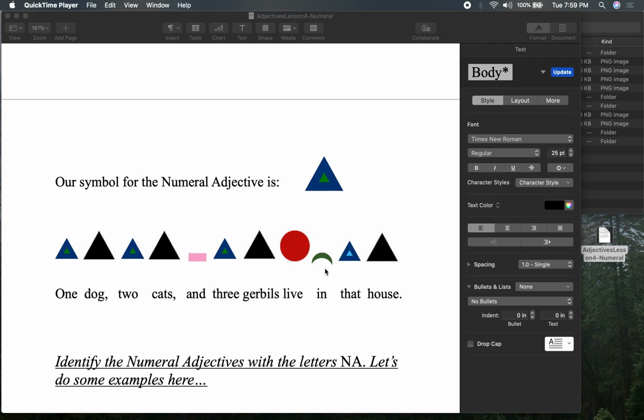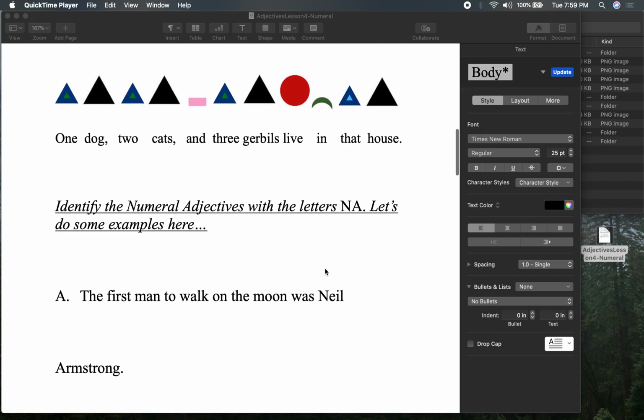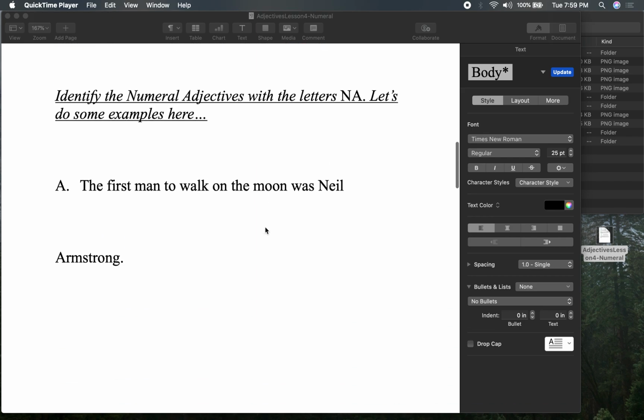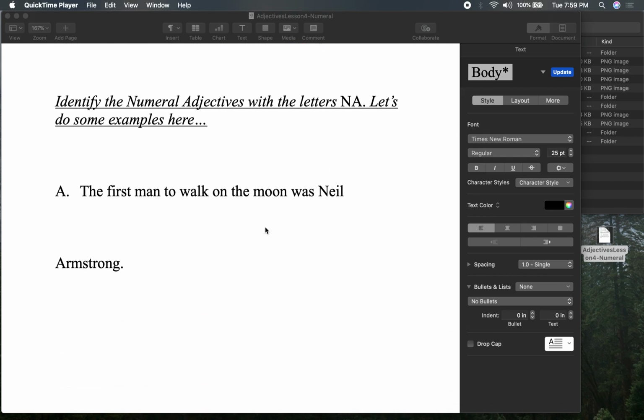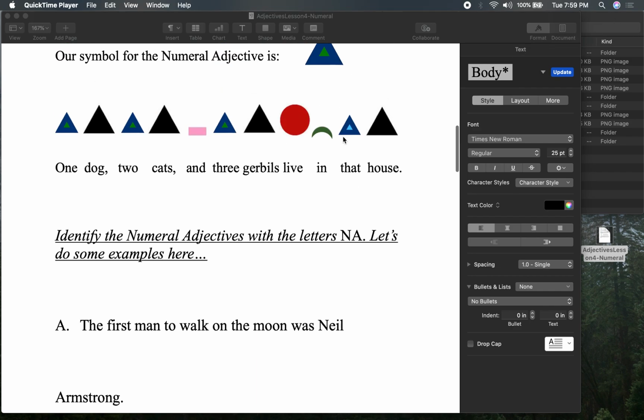So just like we've been doing with the other kinds of adjectives, we are going to practice here, and I'm going to identify the numeral adjectives with the letters NA. And let's do some examples here. So the first man to walk on the moon was Neil Armstrong. So I'm going to go up here and look for nouns first.